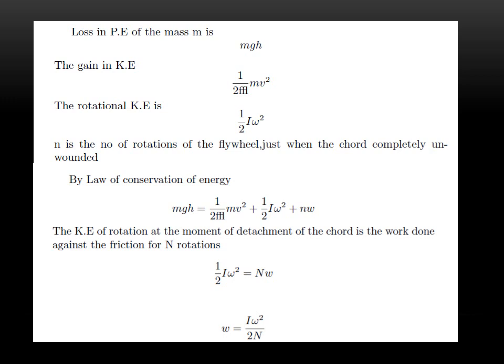In short, before the cord completely unwinds, if the flywheel makes n rotations, then according to the law of conservation of energy, the loss in potential energy mgh is equal to the kinetic energy gain, half mv square, plus the rotational kinetic energy, half I omega square, plus the other part, which is the work done against the friction. Here n into w, where w is the force against the friction.